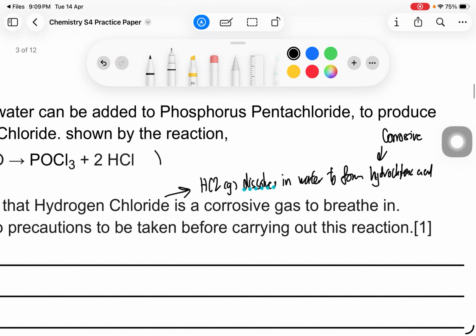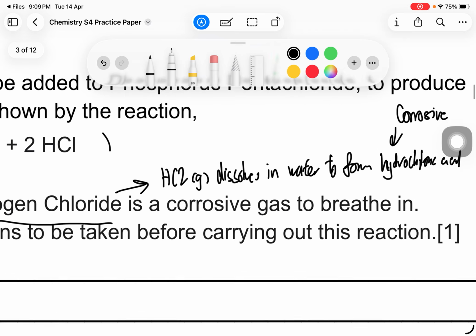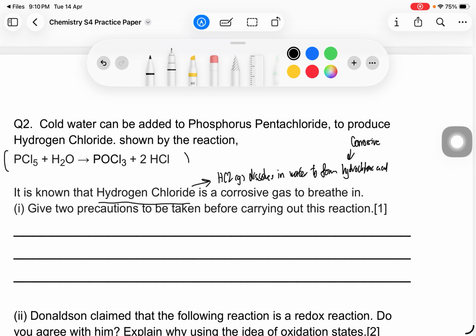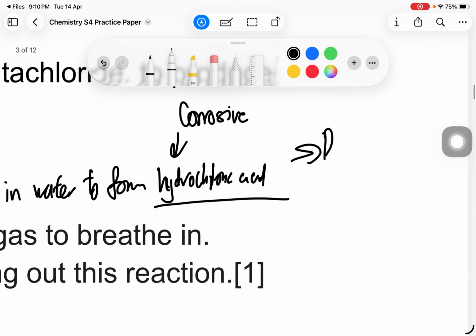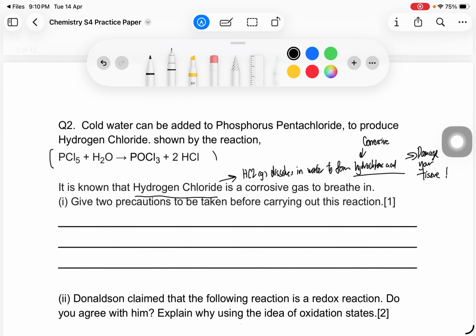So how this gas is corrosive is because if you breathe it in, the inner walls of your respiratory system all have a layer of moisture, so this hydrogen chloride gas, which is very soluble, will dissolve in this moisture and form hydrochloric acid, which would damage your tissue. So it's very dangerous. So we must identify two precautions so that we minimize breathing in hydrogen chloride gas.